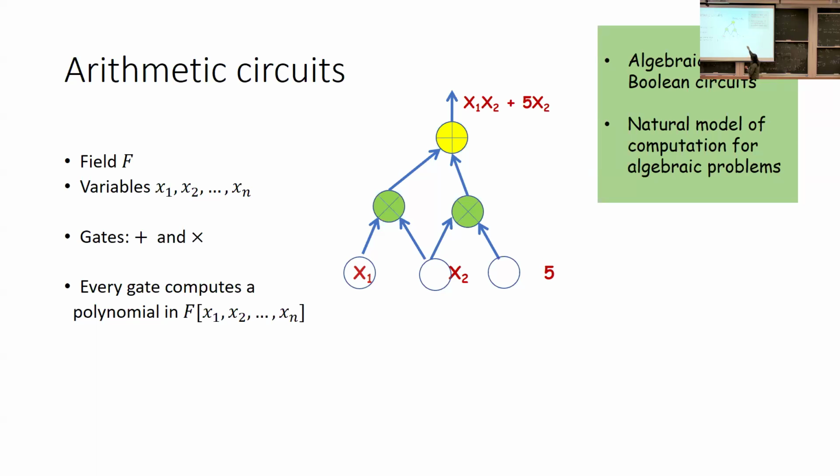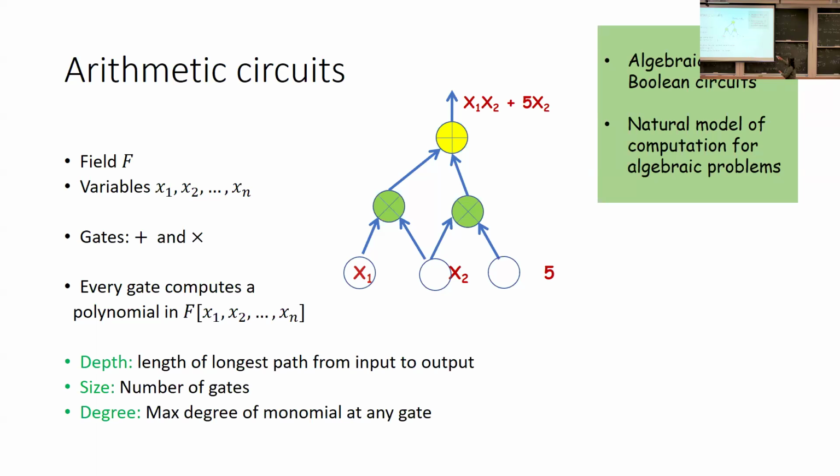Every gate in the circuit computes a polynomial, and the output of the circuit is the polynomial that is output. The depth of the arithmetic circuit is the longest path from the leaf to the root. The size of the circuit is the number of gates or the number of wires. It doesn't matter too much. We won't be looking at such fine-grained information. The degree of the output polynomial is the max degree of any monomial at the output. And these are some parameters related to arithmetic circuits.